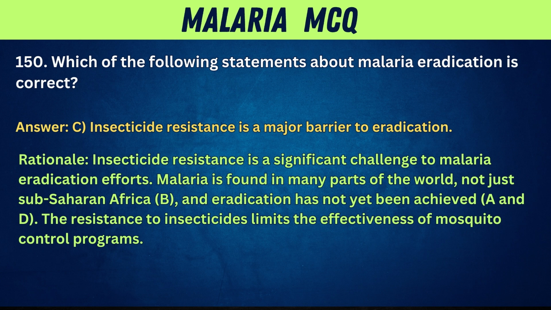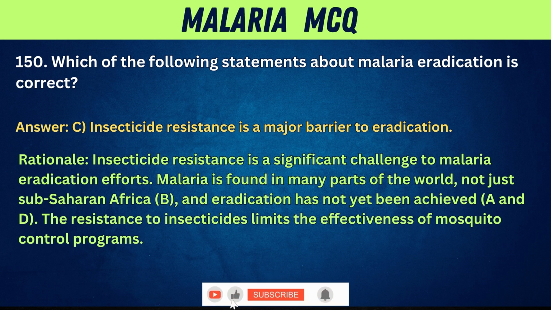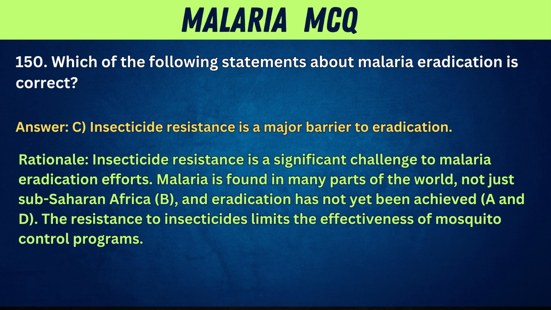Rationale: insecticide resistance is a significant challenge to malaria eradication efforts. Malaria is found in many parts of the world, not just sub-Saharan Africa, B, and eradication has not yet been achieved, A and D. The resistance to insecticides limits the effectiveness of mosquito control programs.